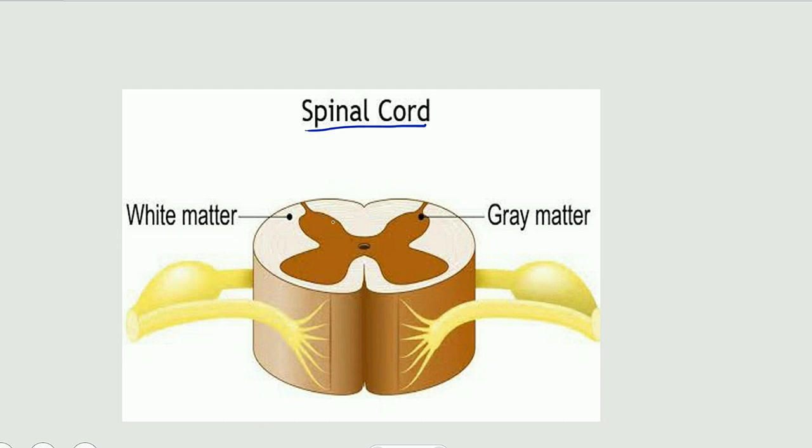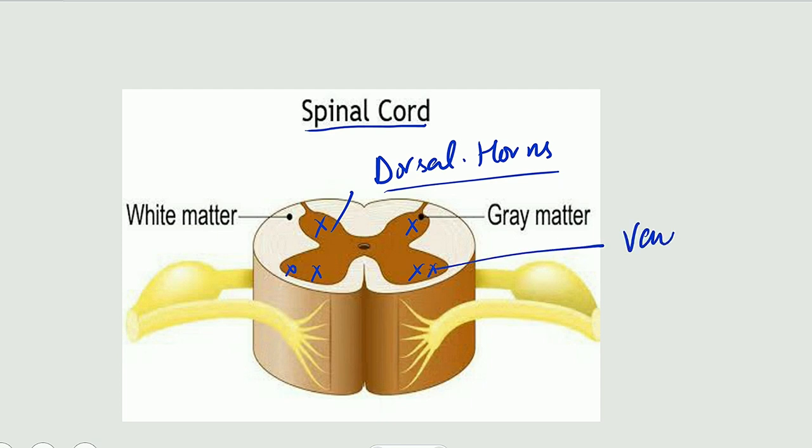And in this shape, gray matter is arranged in the form of horns over the posterior aspect and over the anterior aspect. These are the dorsal horns that are purely sensory, having the cell bodies of the sensory neurons. Here, over the front, these are the ventral horns or the motor horns, because here we have got neuronal cell bodies of motor neurons. So, in the spinal cord, the cell body collection is in the center in the form of dorsal horn and ventral horn.